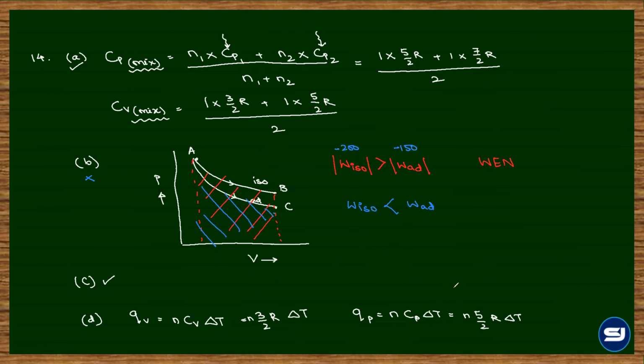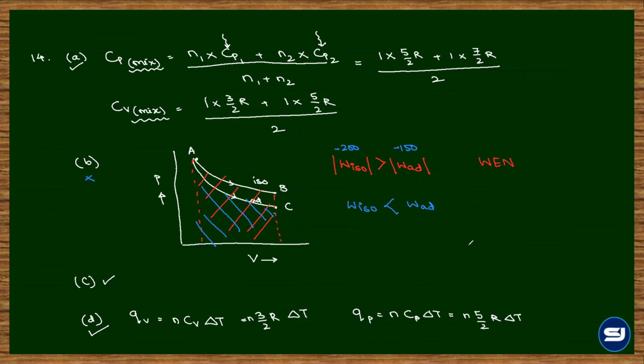Take the ratio. What do you get? 3 by 5. Is it correct? So the answer will be options A, C, and D.